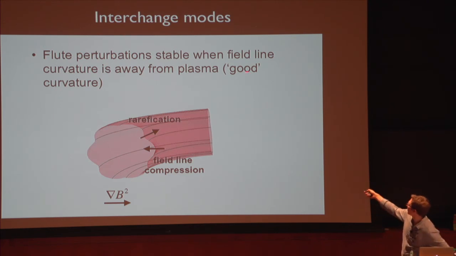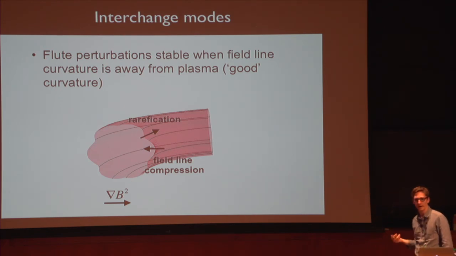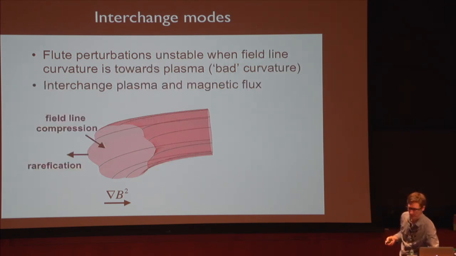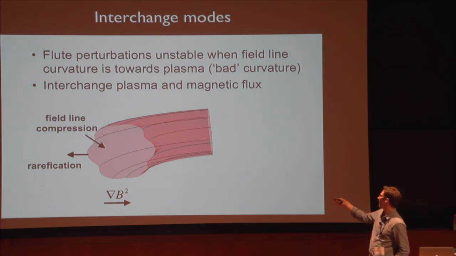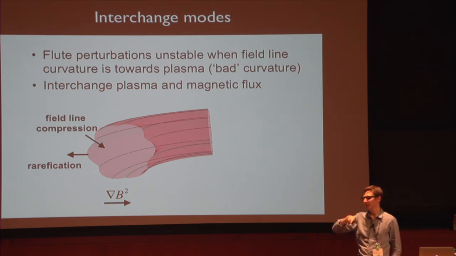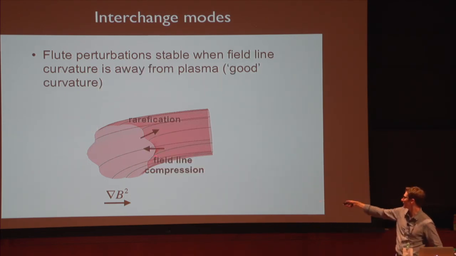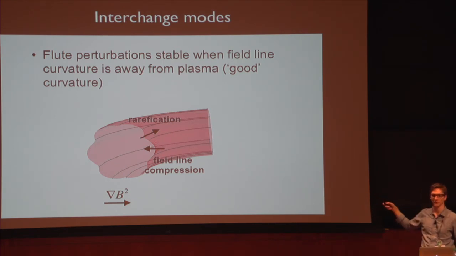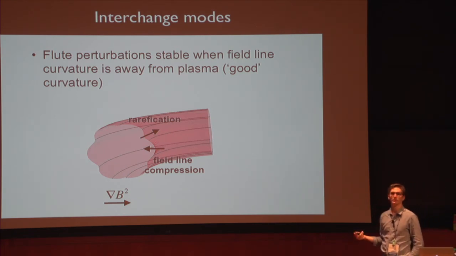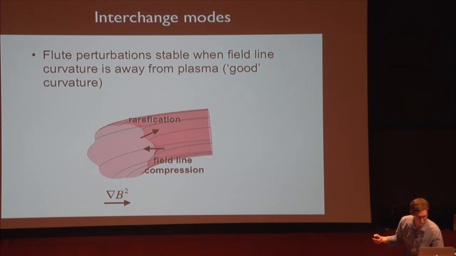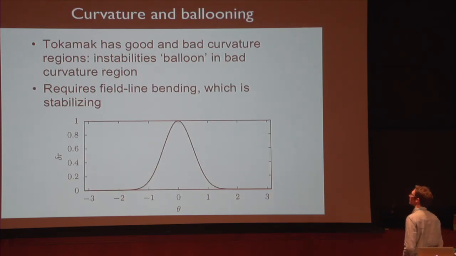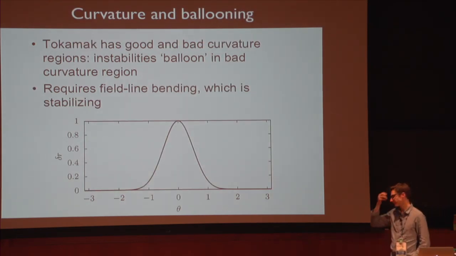So people will then talk about so-called good curvature and bad curvature. In the original case, we had so-called bad curvature. This is when the magnetic field lines curve towards the plasma. And so it's in that kind of situation in which you have instability. And in this case, the magnetic field lines were curving away from the plasma volume. And in that case, you have stability, right? So you have good and bad curvature. And in a torus, you'll have regions of both as you move along the field line.